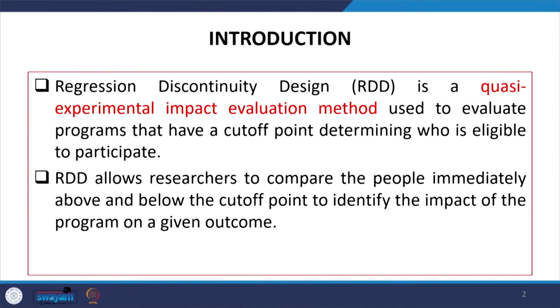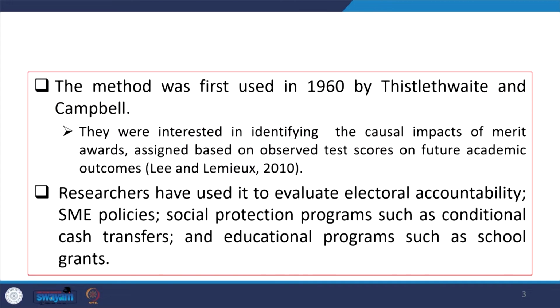Regression discontinuity design, in short called RDD, is a quasi-experimental impact evaluation method, and this is used to evaluate programs which have a cutoff point determining who is eligible to participate in a program or not. This RDD allows researchers to compare the people immediately above or below the specified cutoff point, to identify the impact of the program on a given outcome.